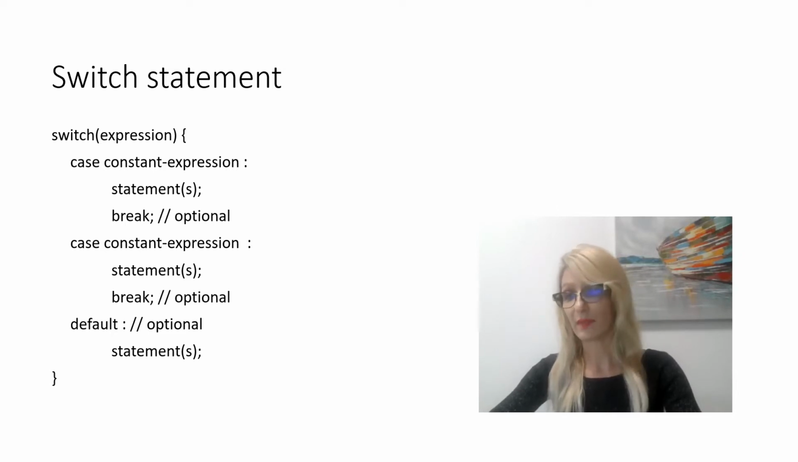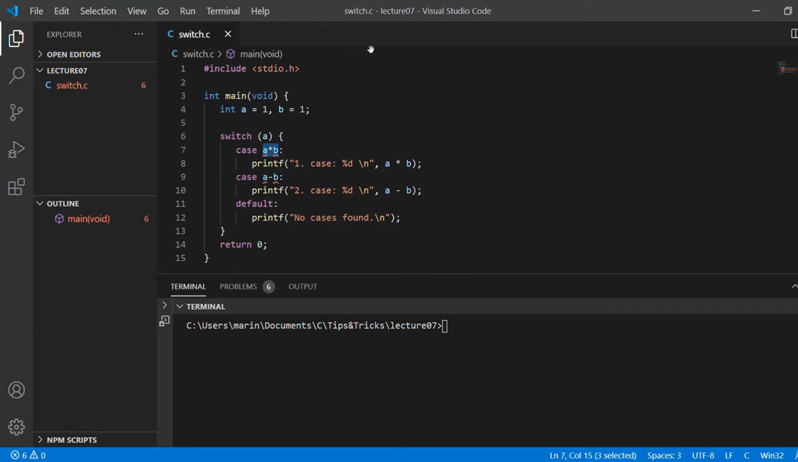The break statement causes an immediate exit from the switch. In this example, we have two integer variables a and b that are initialized to 1, and then we have one switch statement. The switch statement evaluates the expression in braces, which should be an integer value. However, these cases should be constants or constant expressions.